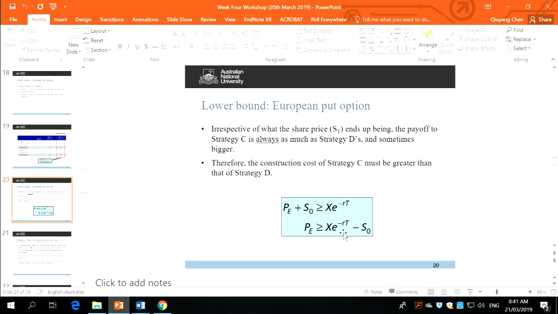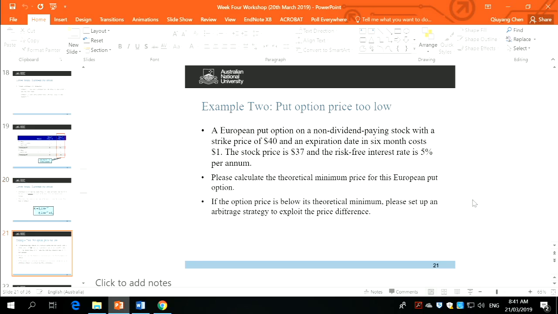So the lower bound for the European put option should be greater than or equal to the present value of the strike minus the share price. All right?